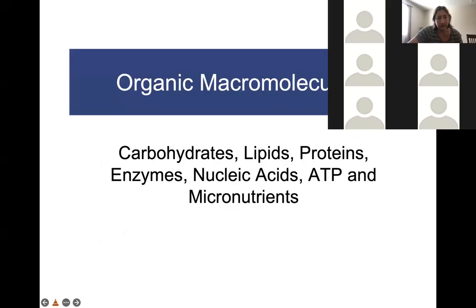Okay, so let me get everything set up. All right, so organic macromolecules. So what the heck are organic macromolecules, you ask? Good question. They are carbs, lipids, proteins, and enzymes are a part of proteins, and then nucleic acids, so ATP derived substances, DNA and RNA, okay? So our macromolecules would be our carbs, lipids, proteins, and nucleic acids.